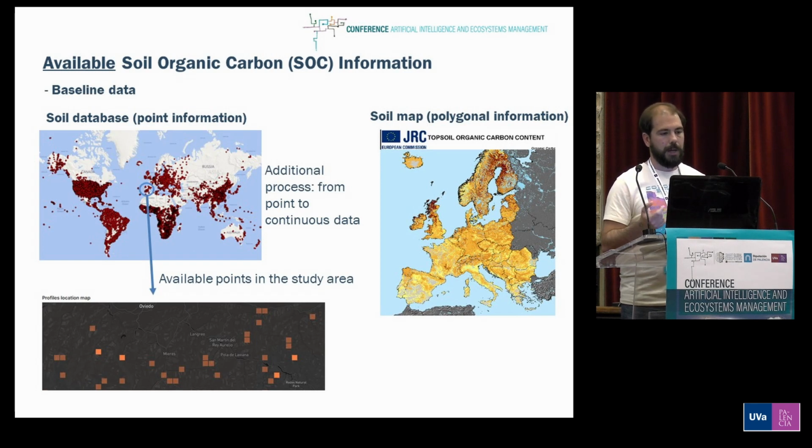So to begin with, we have some baseline data. On the one hand, we have soil databases that are based on point information, and on the other hand, we have soil maps that are based on polygon information. For the ones based on point information, as you know, we need to make an additional process, which is to go from the points to continuous data. Specifically, in our study area, we don't have many available points.